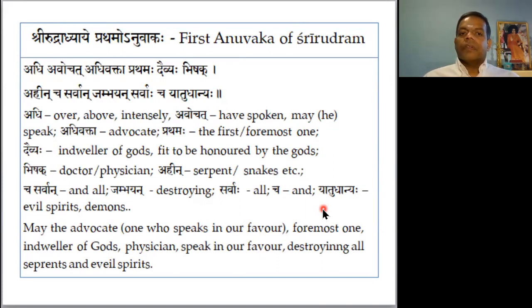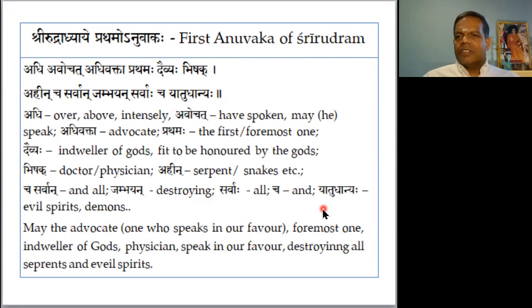And other meaning which the commentators have given is even negative feelings, negative qualities also enter us and poison us. So that is also removed by this Bhishak, Prathamo Daivyo Bishop, the foremost of divine physician. So Rudra is said. So by him speaking, and may he speak, through that all this will be destroyed. Ahincha sarvan jambhayam sarvascha yatu dhanyah.